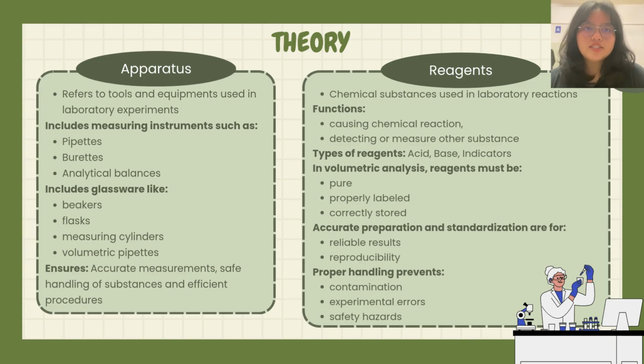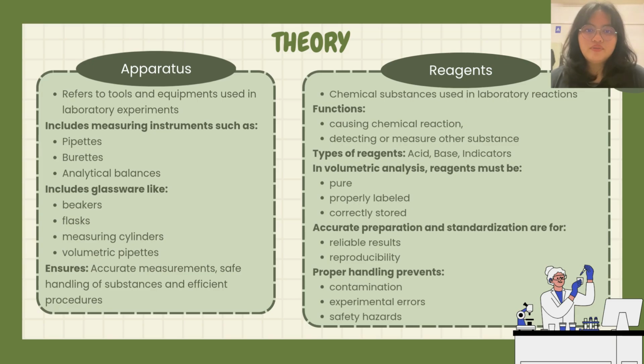Apparatus refers to the tools and equipment used in laboratory experiments. This includes measuring instruments like pipettes, burettes, and analytical balances that are essential for precise volume and mass measurements. It also includes glassware such as beakers, flasks, measuring cylinders, and volumetric pipettes, which are used to prepare, hold, and transfer solutions. Other equipment like funnels, wash bottles, and stirring rods assist in handling substances safely. Proper use of apparatus ensures accuracy, safety, and efficiency in experimental procedures.